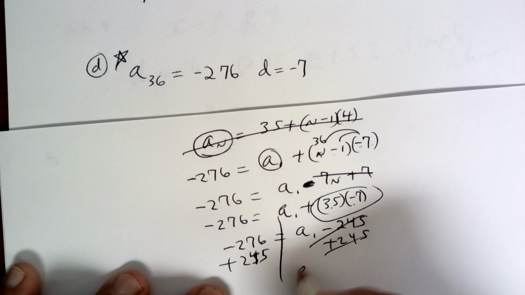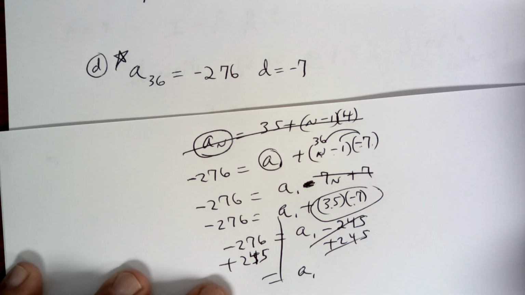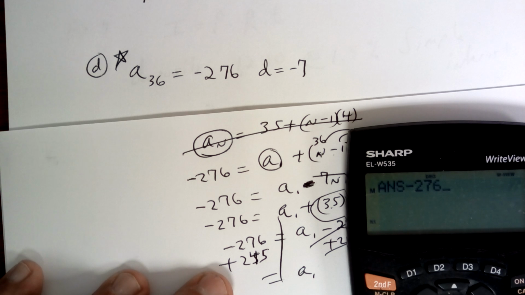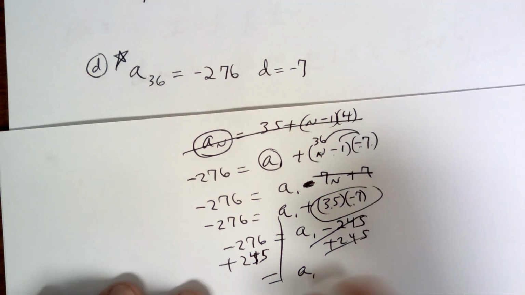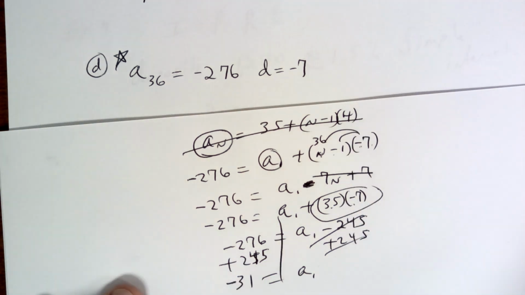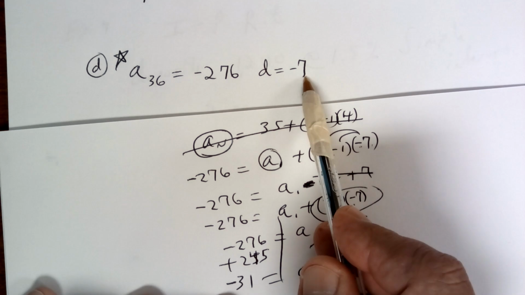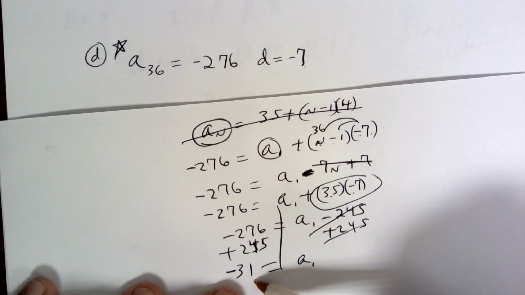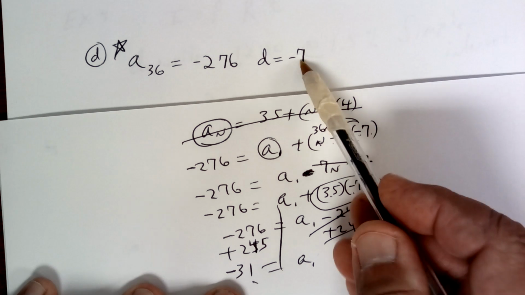So your first term is going to be minus 276 plus 245. Your first term is a negative 31. And if you want to find the next term, you would go ahead and subtract 7 from that. That would be the second term. And you could keep subtracting until you get to your fifth term. All right, make sure you understand that.